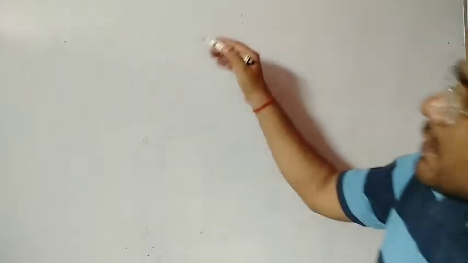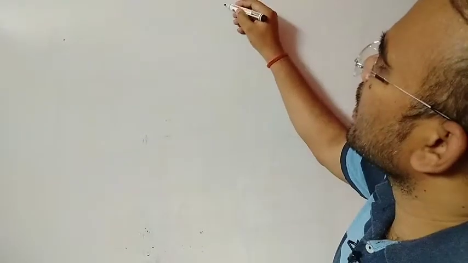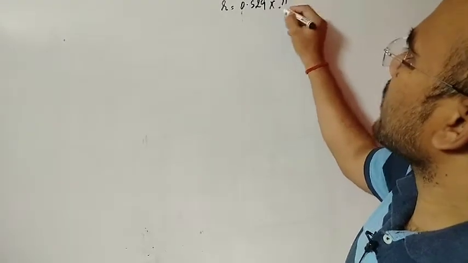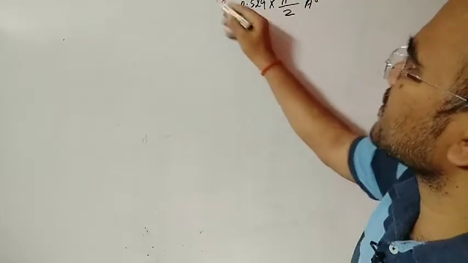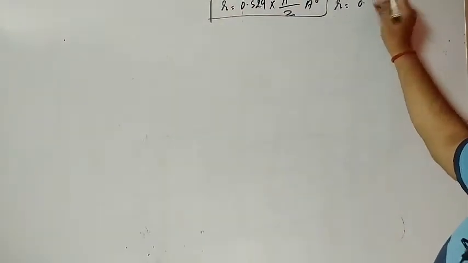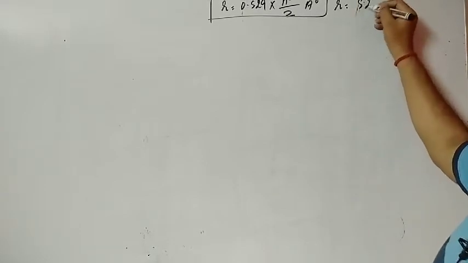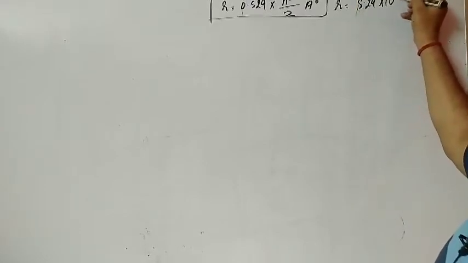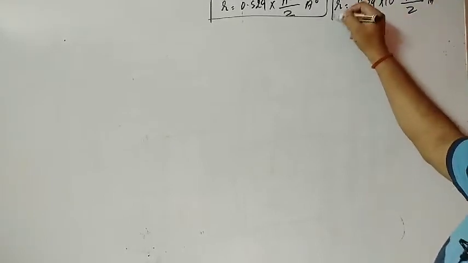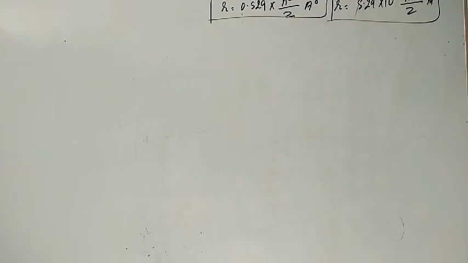First of all, what is the formula? R is equal to 0.529 into n square upon Z. This is in angstrom. If you want it in meters, R is equal to 5.29 into 10 power minus 11 n square upon Z. This is in meters. So you have to keep the value according to what they are asking, dear students.